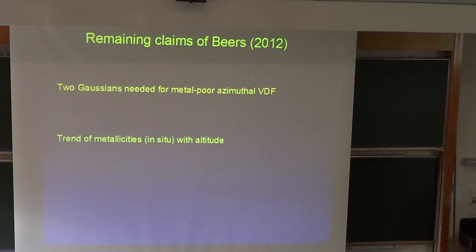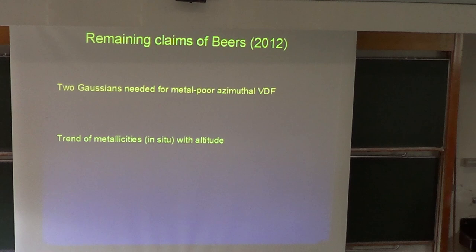it went down to quite an argument, and we argued in a first paper that there is no dual halo. They answered, and these are the remaining two arguments, and I think the question is settled, but it's very interesting to look at why it fails. So the first argument is that two Gaussians are needed for the metal poor stars in the Milky Way. So they claim there are two components. They say those are more metal poor and are on the retrograde end. And they also claim that they see an intense trend of metallicities with altitude.